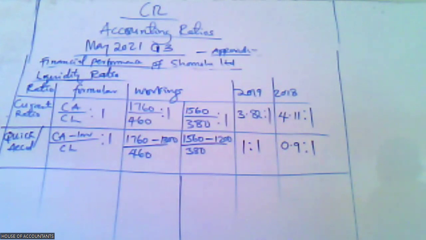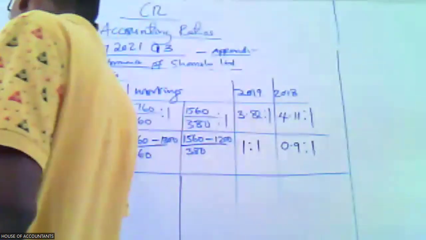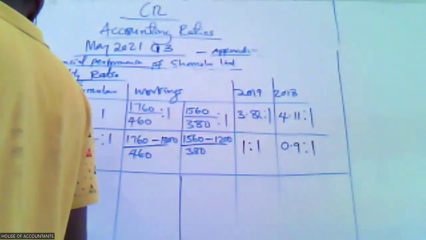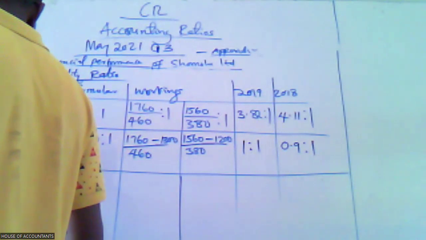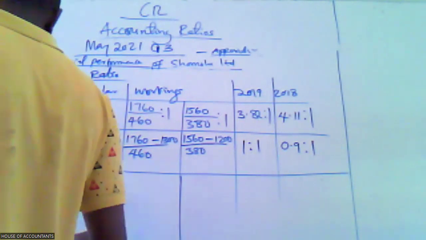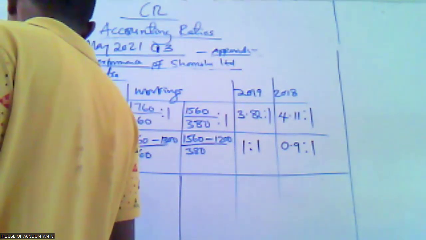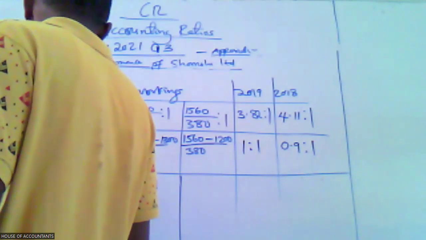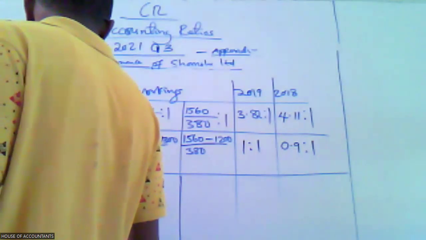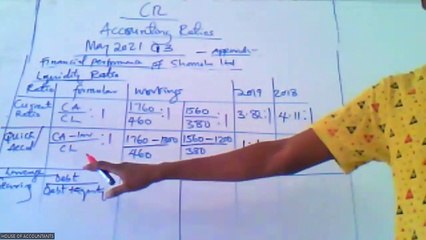Then leverage ratio. Let me just do one here, the gearing ratio. Let me just call this one leverage. Under gearing ratio, we have debts over debts plus equity. So let's quickly do this one. This is the last one we are going to do.